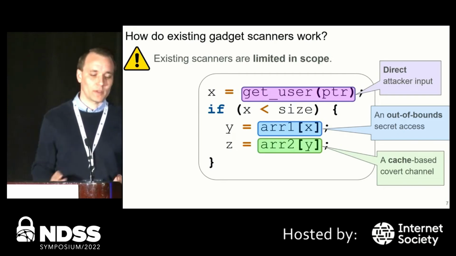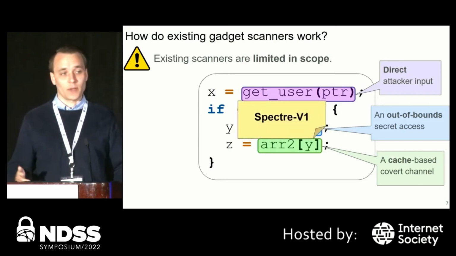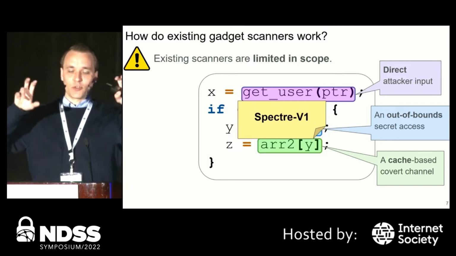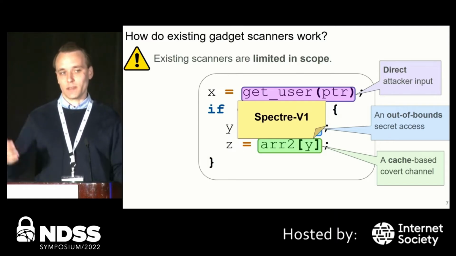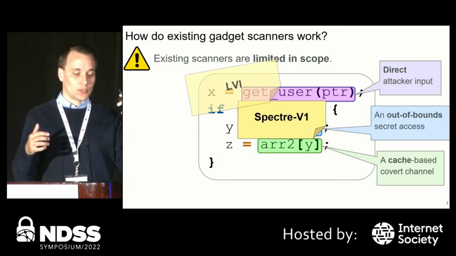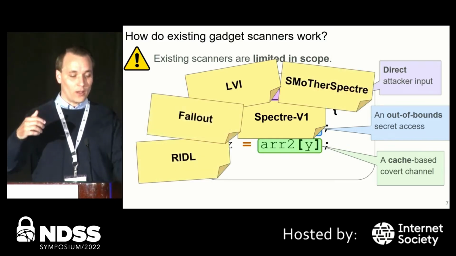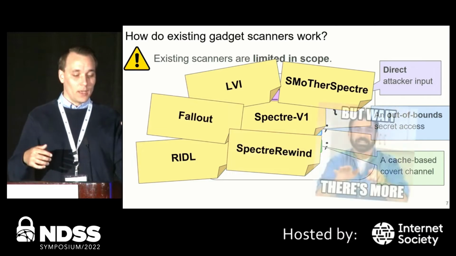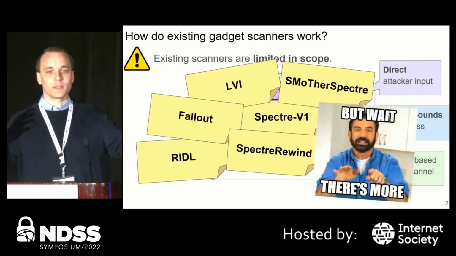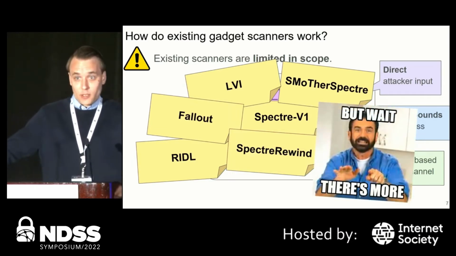So if we go back to the previous slide here, as we said, this is the Spectre v1 gadget. But there's a whole bunch of other transient execution vulnerabilities, such as LVI, SMoTherSpectre, RIDL, Fallout, Spectre Rewind. But wait, there's more. There are just tons of transient execution vulnerabilities that an attacker can use.